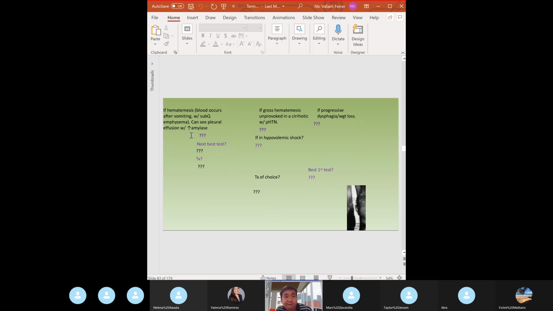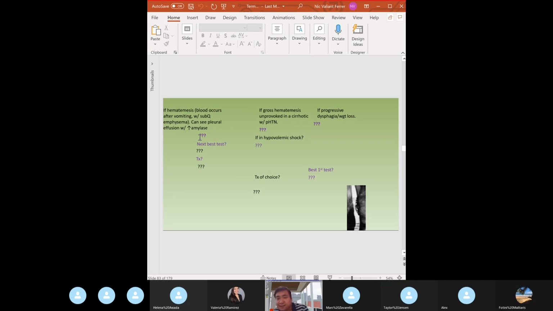Next, if hematemesis, you can see pleural effusion with increase in amylase. What is this? So the patient is vomiting up blood, right? With subcutaneous emphysema. You look at the x-ray, subcutaneous emphysema, right? Then you can see pleural effusion with an increase in amylase. What is happening to this patient? It's a ruptured esophagus. Excellent. So this is Boerhaave's. This is your esophageal rupture.